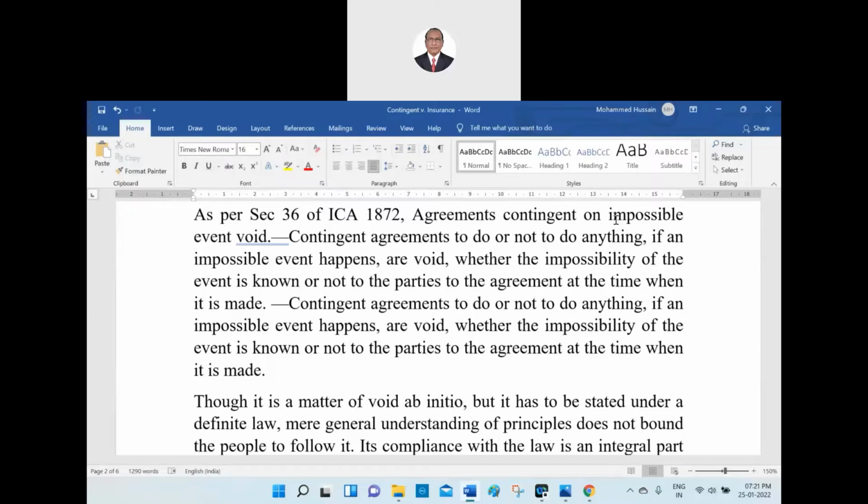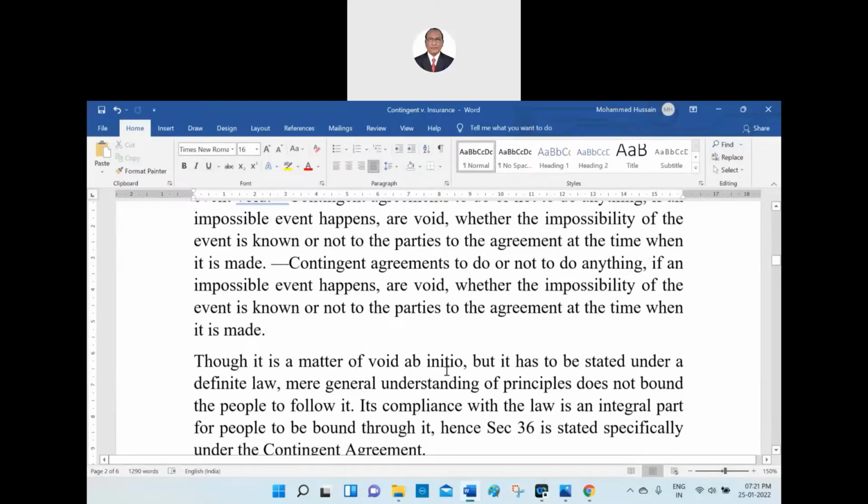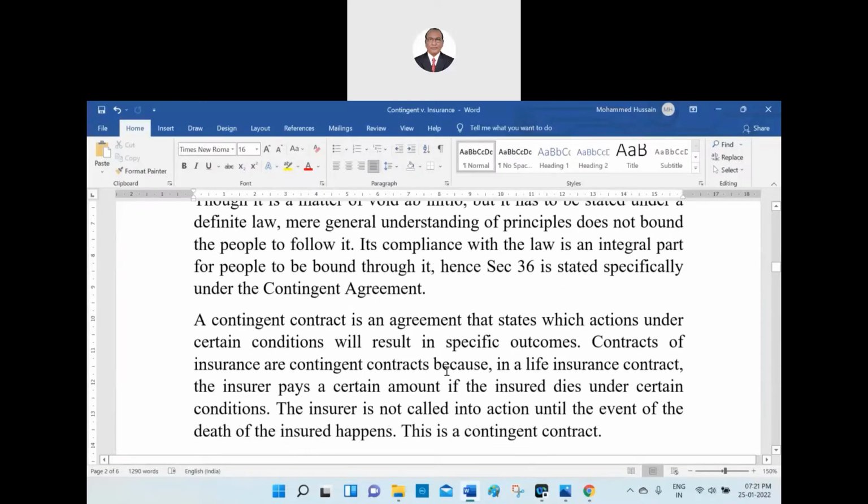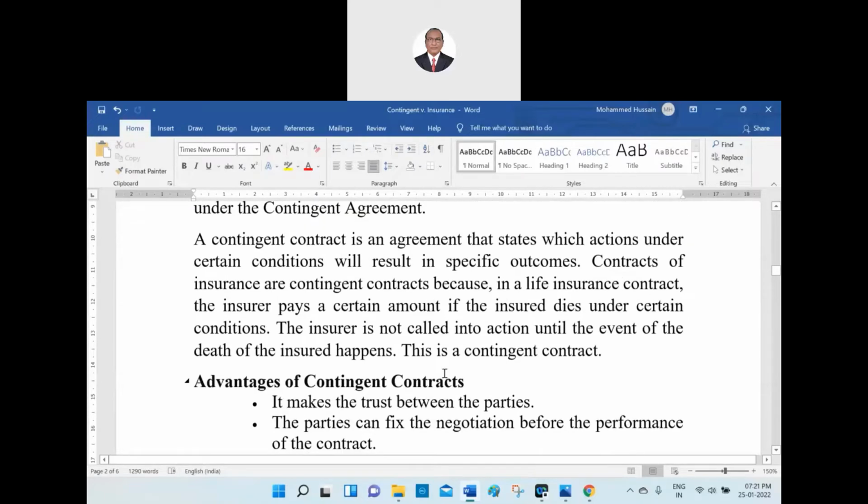So a contingent agreement to do or not to do anything, if an impossible event happens, is void, whether the impossibility of the event is known or not known to the parties to the agreement at the time when it is made. If you know at the time of the agreement, then automatically it will be void. So a contingent contract is an agreement that states which action under certain conditions will result in a specific outcome. Contracts of insurance are contingent contracts because in a life insurance contract, the insurer pays a certain amount if the insured dies under certain conditions.